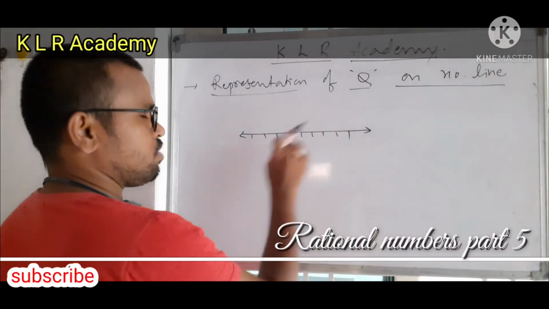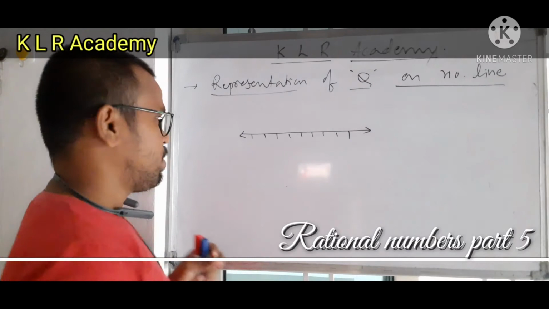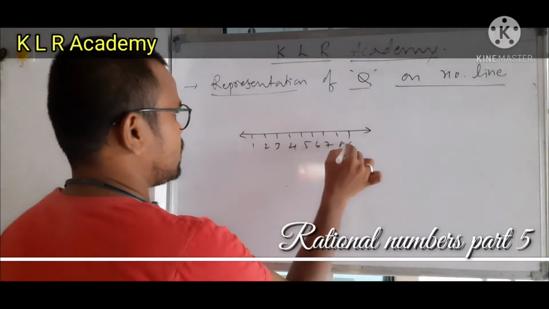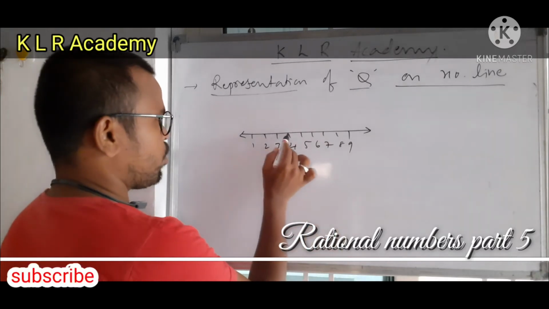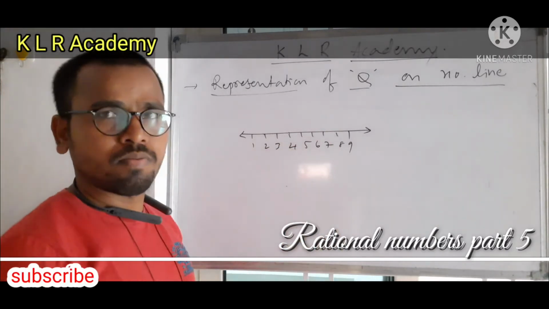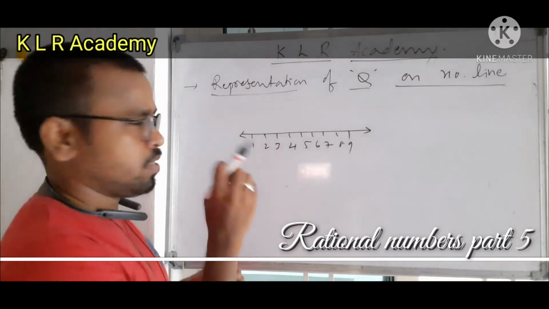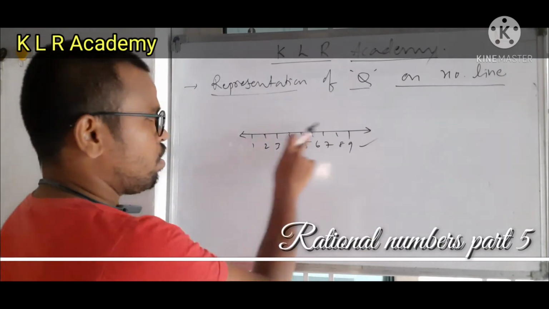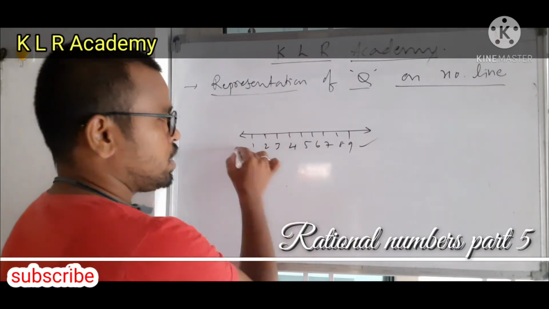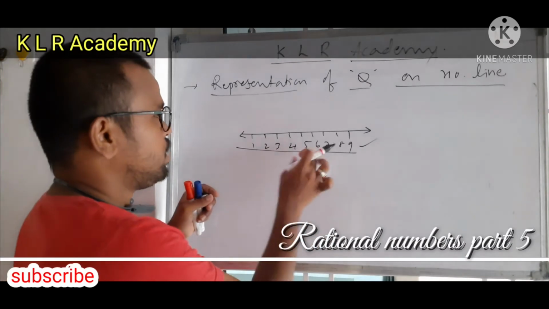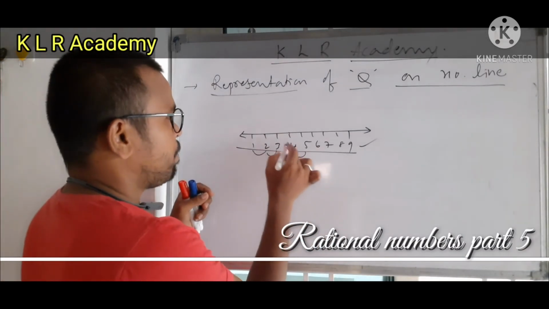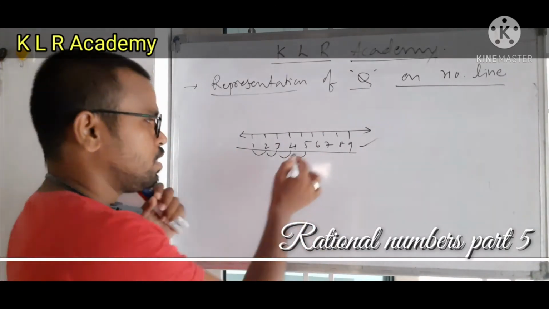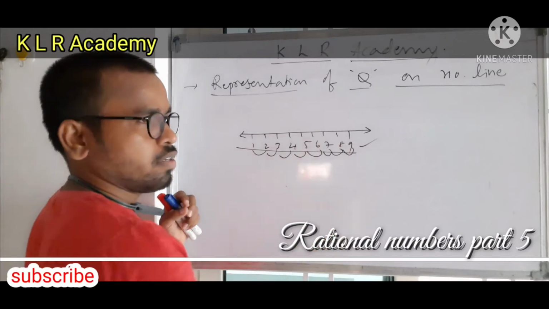If you are representing numbers on a line, then we call it a number line. If it is 1, 2, 3, 4, 5, 6, 7, 8, 9, make sure that all these points are at equal distance. If these are at equal distances, then this pattern is right. If these are not at equal distances, then this is wrong. Clear?